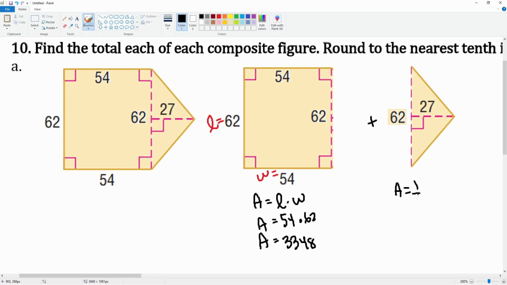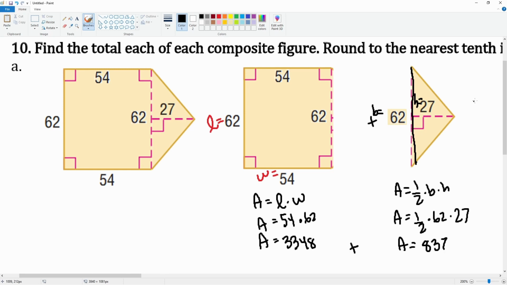This one is a triangle. Area is 1/2 base times height. We actually have the base. Base is equal to 62. Height is equal to 27. You see, I still label it. 1/2, base is 62, height is 27. Area is equal to, plug it in, 1/2 times 62 times 27. And that gets me, let's see, 837.